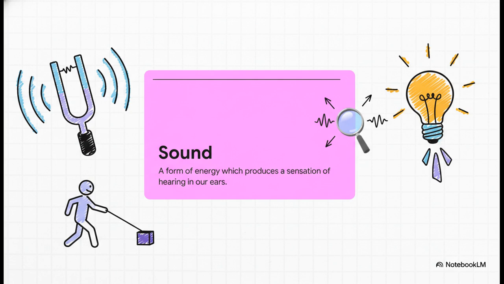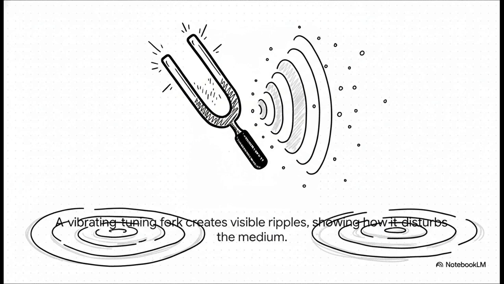That's the core concept. And this image here is the perfect way to picture what happens next. See that tuning fork vibrating? It's literally pushing and pulling the air molecules around it. It's kind of like dropping a stone in a pond and seeing the ripples spread out. Well, a vibration does the same thing to the air, creating this invisible ripple, and that ripple is the sound wave, starting its big adventure.